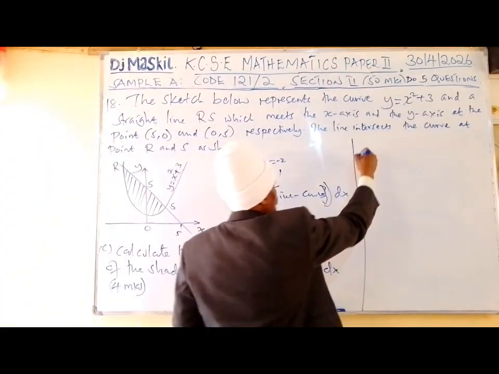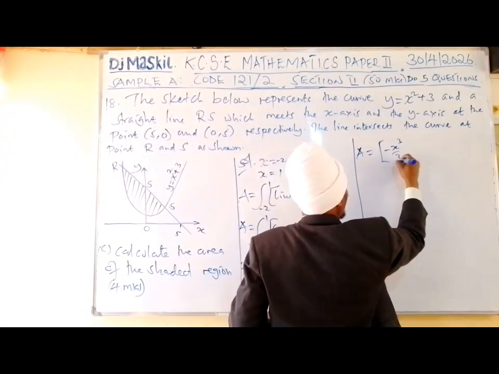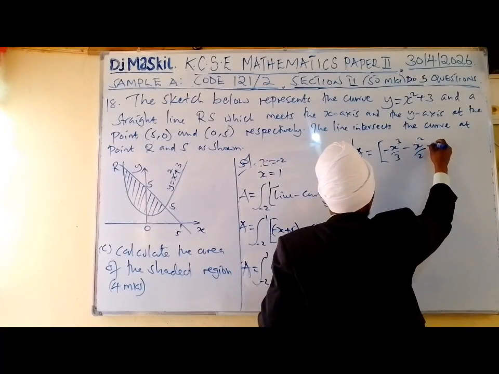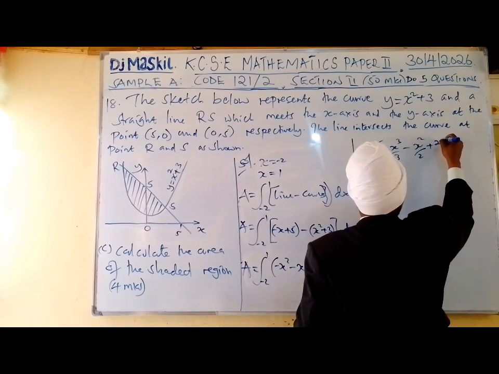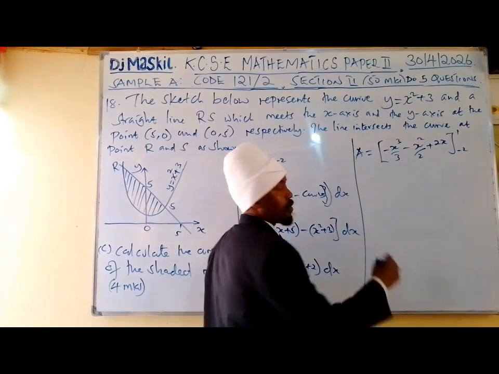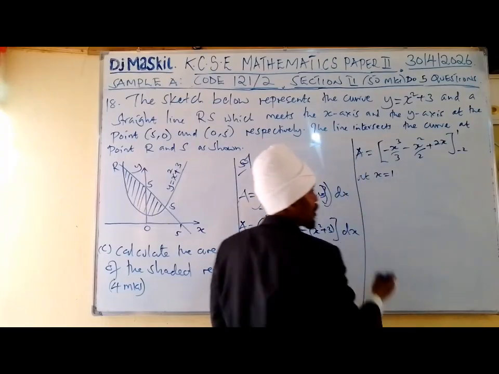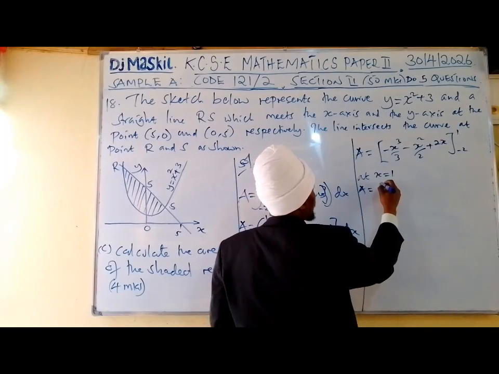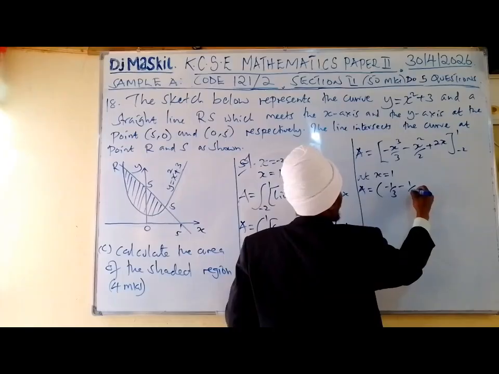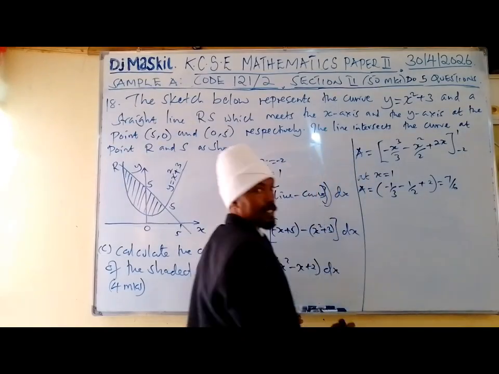Now, when we integrate, we are going to get area is equal to negative x cubed over 3 minus x squared over 2 plus 2x, between 1 and negative 2. So at x is equal to 1, we are going to get negative 1 over 3 minus 1 over 2 plus 2. This one is 7 over 6.